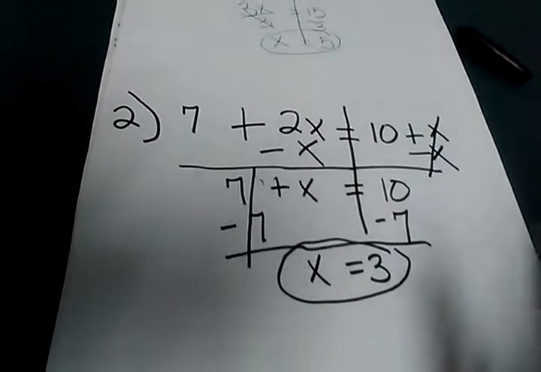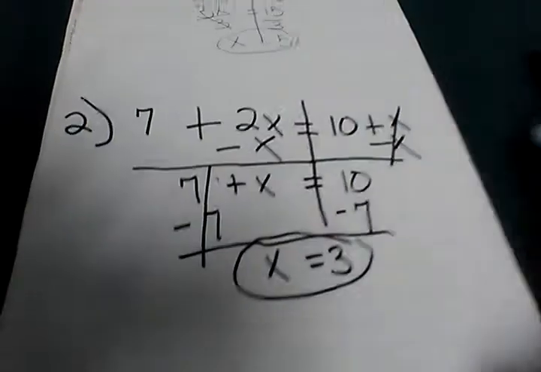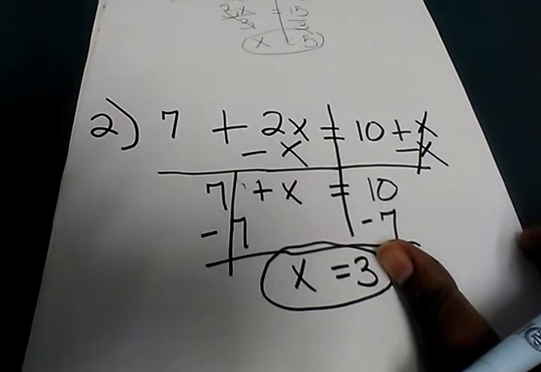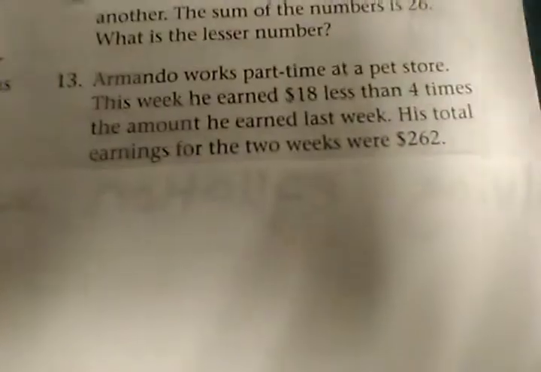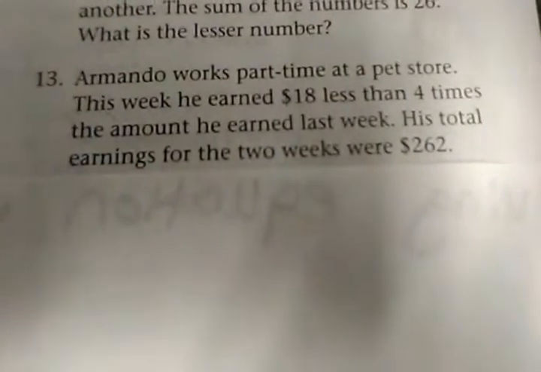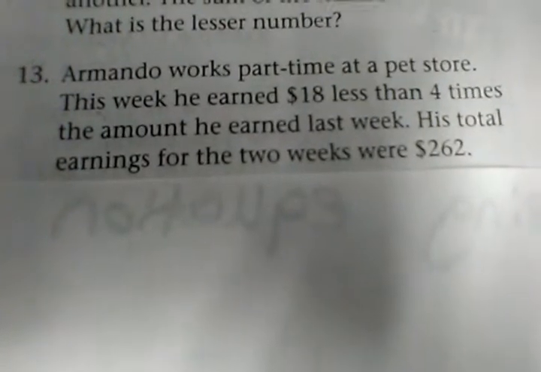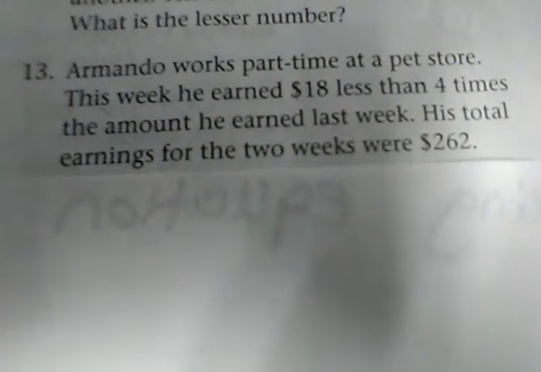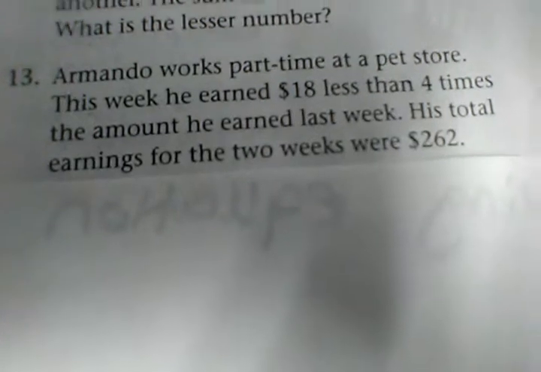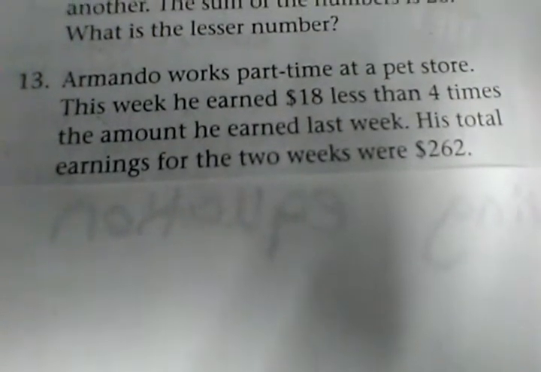So those were just kind of some basic, little wacky type of equations. So now we want to get into more of a word problem type equation because that's really what we're going to see on the test, and those are really the ones we need to focus on. So here's our word problem. It says, Armando works part-time at a pet store. This week he earns 18 less than 4 times the amount he earned last week. His total earnings for the 2 weeks were $262.